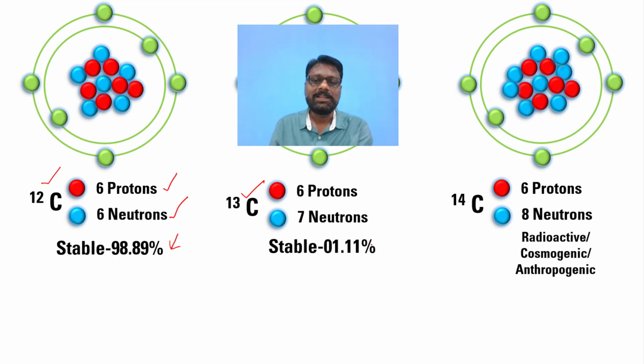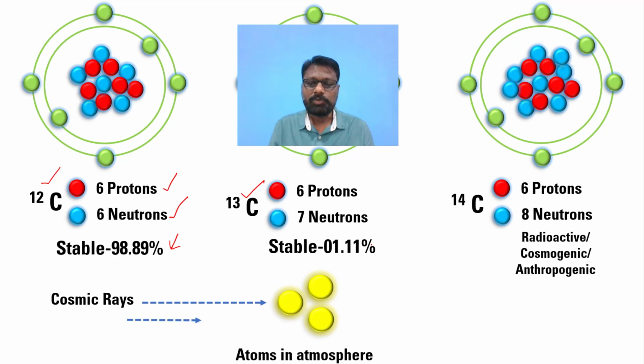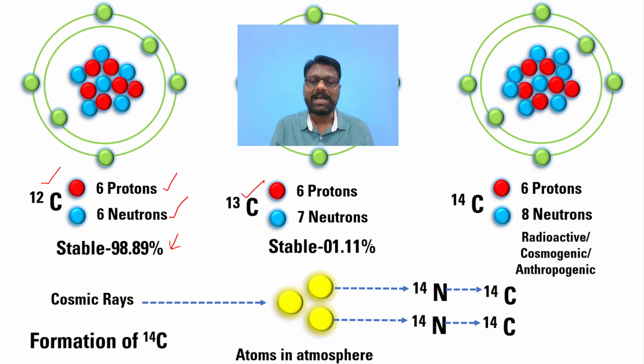It is observed in nature through reactions. When cosmic rays react with the nitrogen atom, these nitrogen atoms get converted into C14. It is not only that; radioactive substances, cosmogenic substances and anthropogenic activities may all help in the conversion of nitrogen into C14.